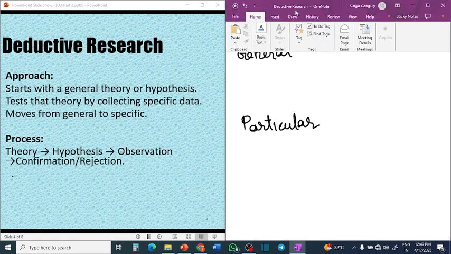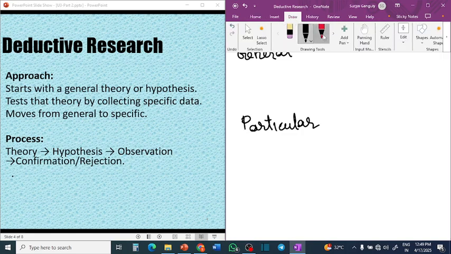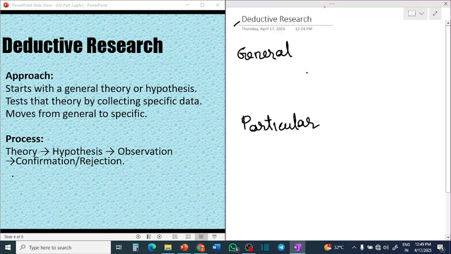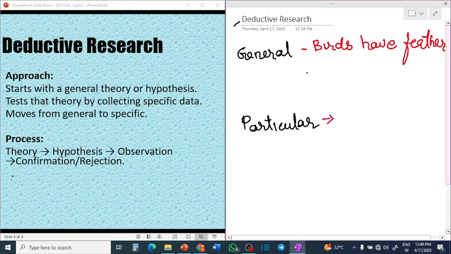Suppose there is a general statement. A general statement is one which is applied to everyone. Suppose the general statement is that birds have feathers. Now, from this general statement, I can conclude that crows have feathers.